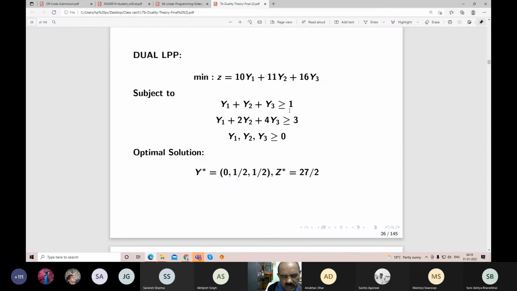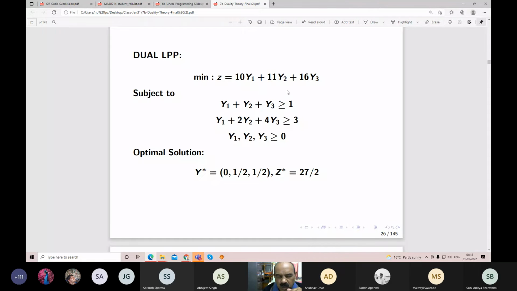y3 is non-zero. Tell me how much? Whether y3 equal to 1 or 3 by 4? Are you able to hear? 1, sir, 1. If y3 is 1, y1, y2 0, what is the value of small z? 16. Earlier you got how much? 12. Now you got 16. So which one is more?